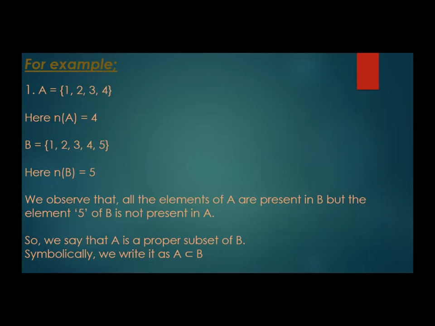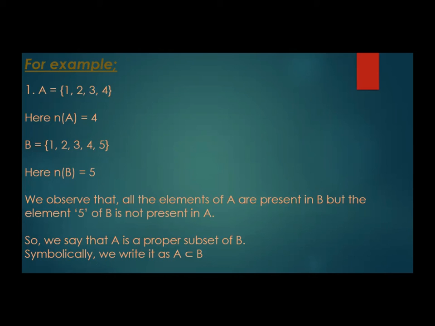Now, for example, if we have A equals {1, 2, 3, 4}, hence A has how many elements? 4 elements. And B has {1, 2, 3, 4, 5}, from 1 till 5, so how many elements does it have? 5 elements. So it is very clear that set A has 4 elements and set B has 5 elements.